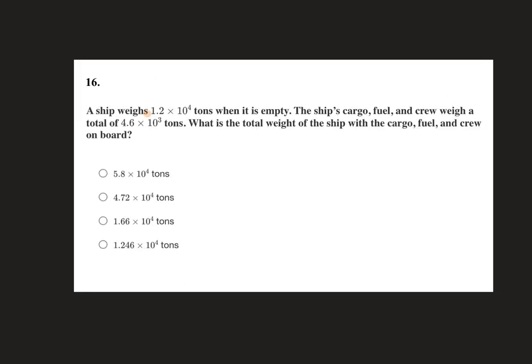A ship weighs 1.2 times 10 to the 4th tons when it is empty. The ship's cargo, fuel, and crew weigh a total of 4.6 times 10 to the 3rd tons. What is the total weight of the ship with the cargo, fuel, and crew on board? Okay, so when I hear the word total, I should know that I have to get the sum of the two numbers, which means I need to add. So you need to add these two numbers in scientific mode in the calculator and get your answer.